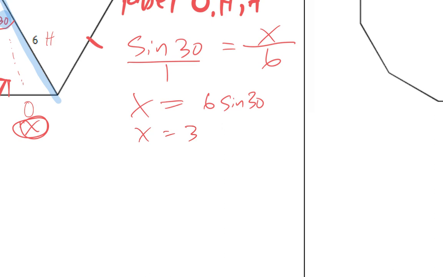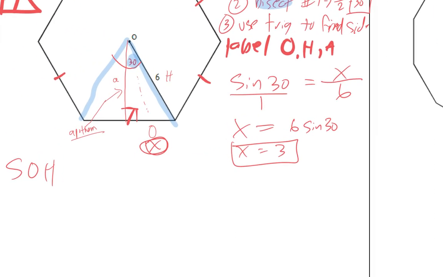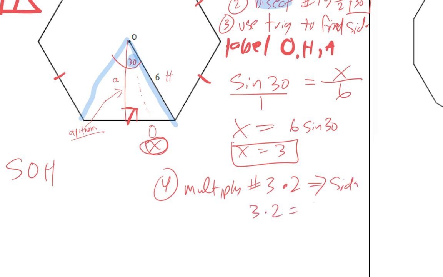Now we're not done. That tells us that this half of the side is 3. So our fourth step is to multiply that number 3 times 2 to get the full side. So 3 times 2 is equal to 6, and that's our side. 6 is one side. Now we're almost there.